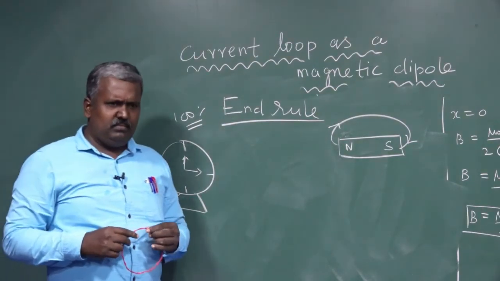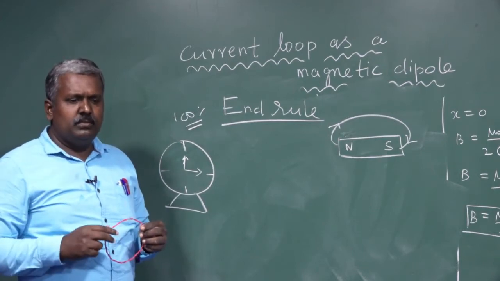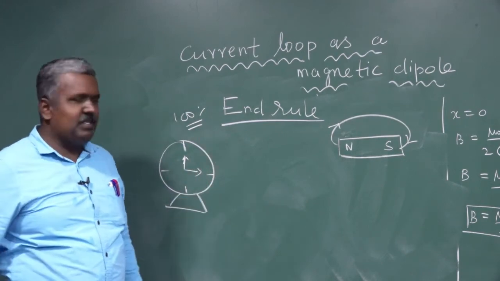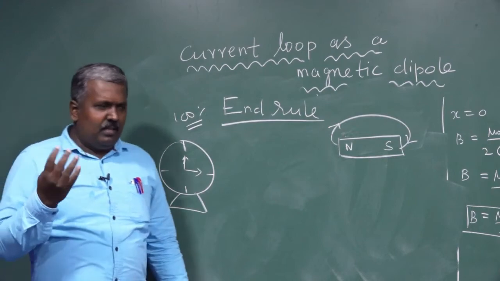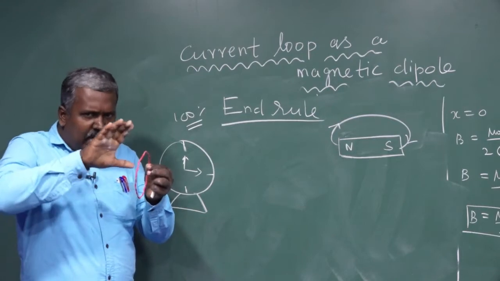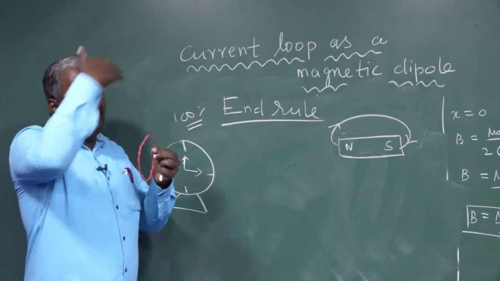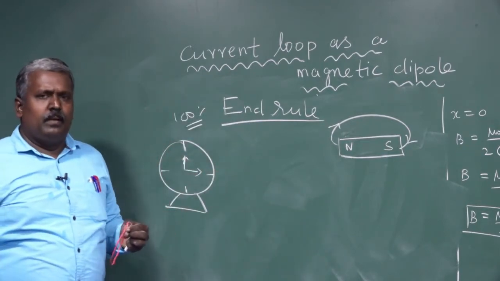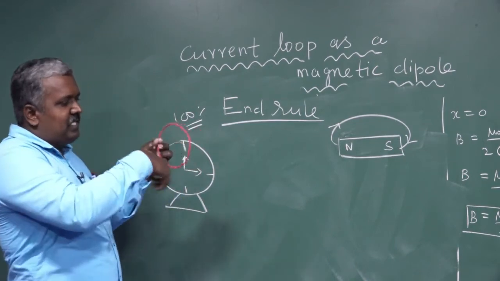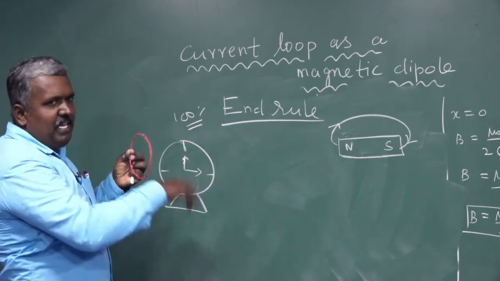What's confusing? Very simply remember this end rule, sir. Very, very simple. Listen, recall in your mind: when the current flows through it in the clockwise direction, the nearer end is the south pole and the other end the north pole. Suppose the current flows through it in the anti-clockwise direction, this end will be north and the other end will be south.